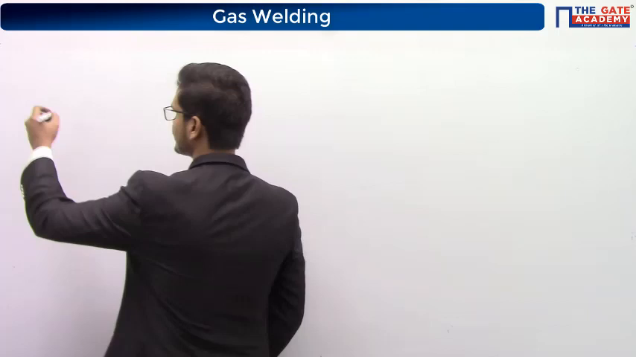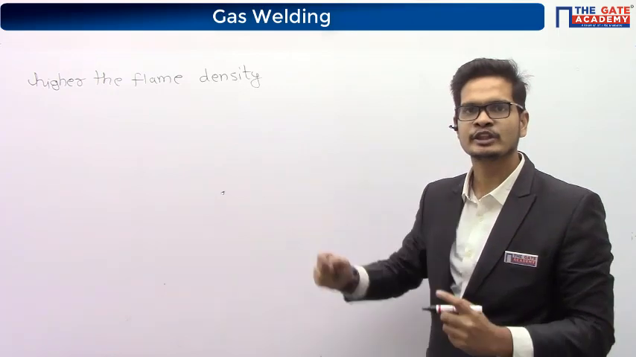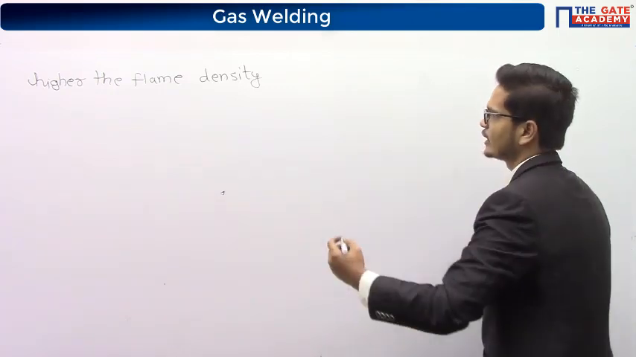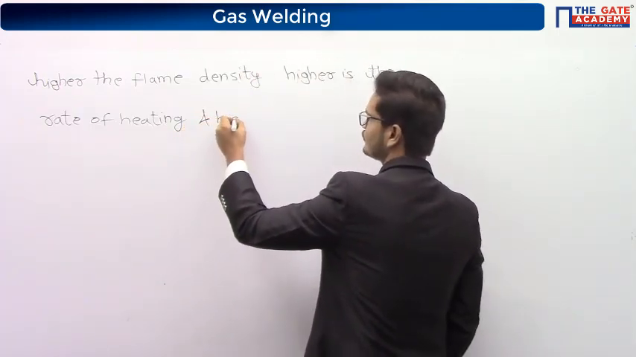Guys, what is the significance? If in a smaller area the heat is concentrated, it means you will easily reach higher temperature, and you will easily melt the plate. If on a larger area the heat is concentrated, it means it will take some time for the temperature to rise and for the plates to get melted. So higher the flame density, if flame density is high, it means you are supplying more heat. Higher the flame density, higher will be the rate of heating.